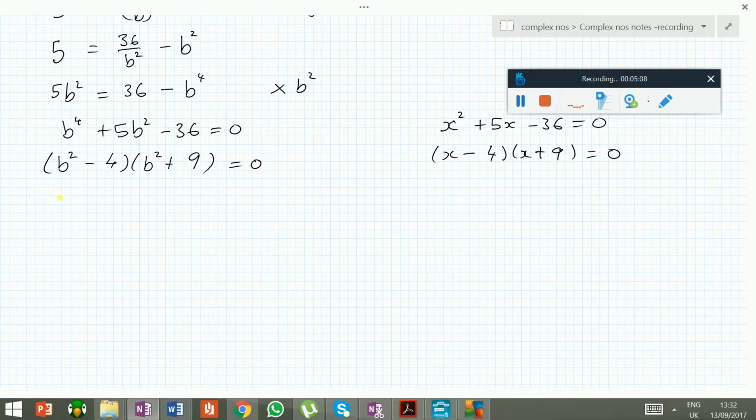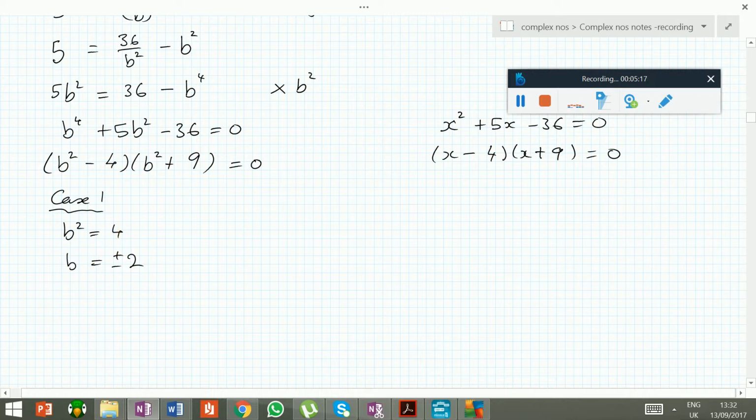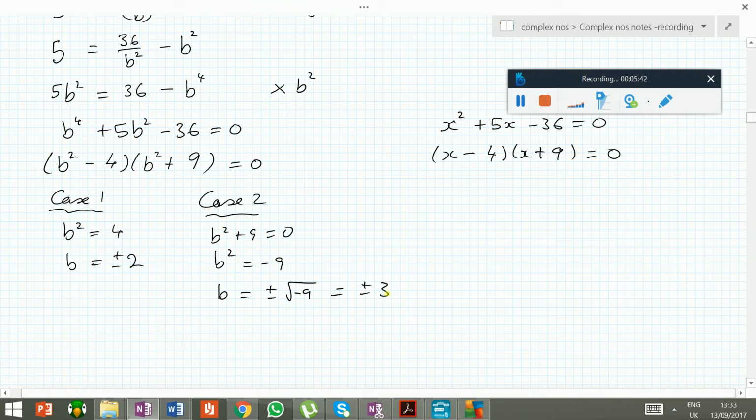Now, let's take case 1. This thing could be equal to 0. b squared is equal to 4, in which case b would be equal to plus or minus 2. Case 2 would be that this thing here could be equal to 0, so b squared plus 9 equals 0. b squared is equal to minus 9, and then b would be equal to plus or minus the square root of minus 9, which is plus or minus 3i.